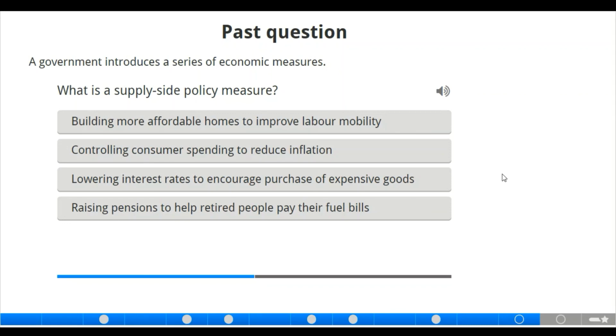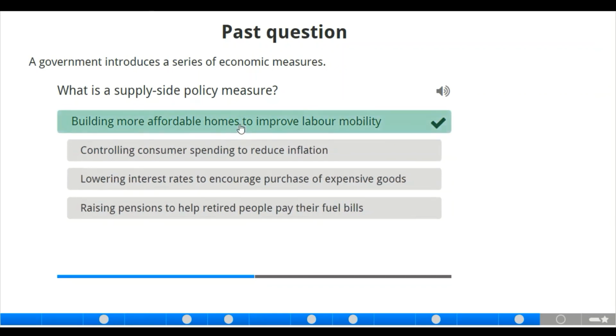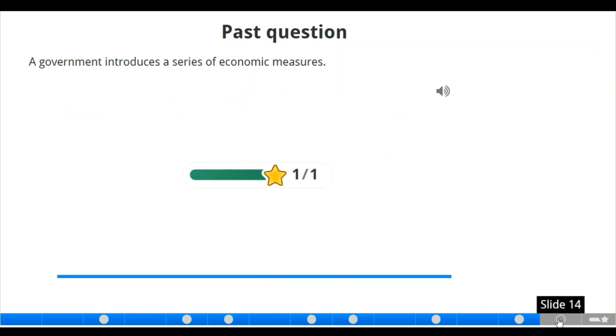What do you think can be our supply side policy measure here? Of course, it is building more available homes to improve labor mobility. We move to the next slide.